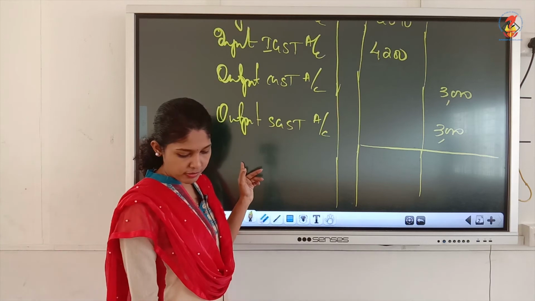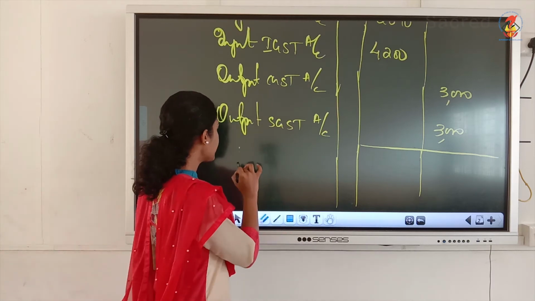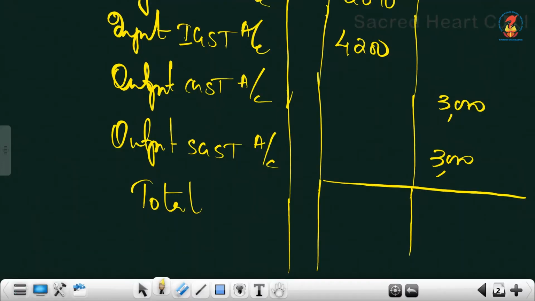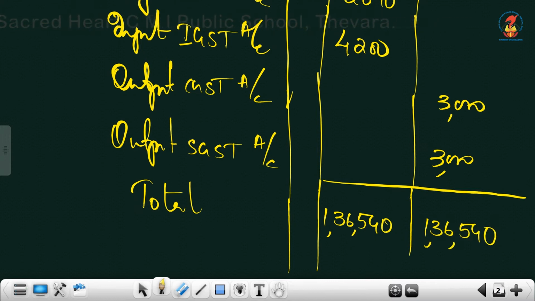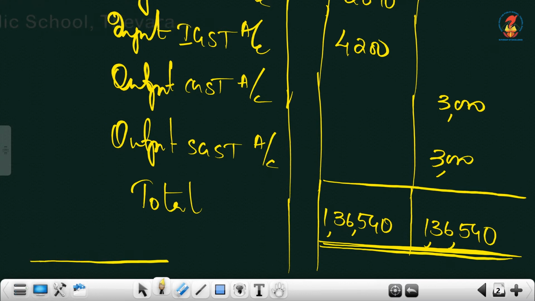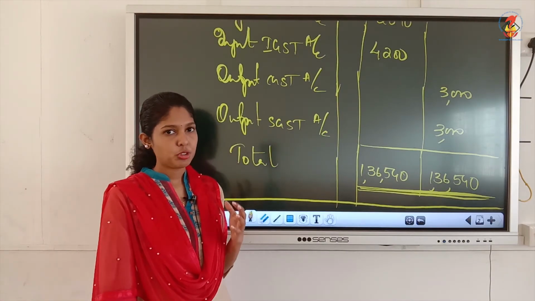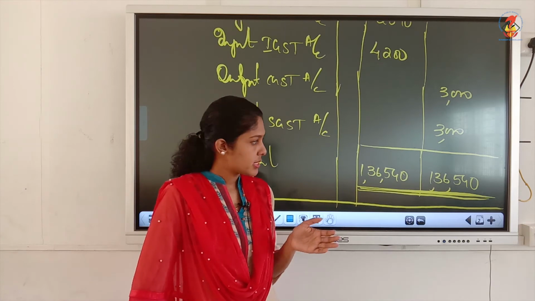So you write now in the heads of accounts, total, and now you add both columns. You will get the total on both sides as 1,36,540. If you are not getting the answer like this, I mean if both sides are not equal, that means there would be some mistakes in your answer. Okay, double line the total figures, then you can close the trial balance. So this is how you have to do the trial balance.